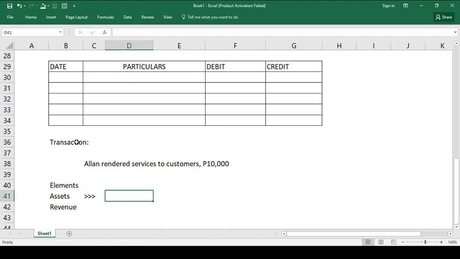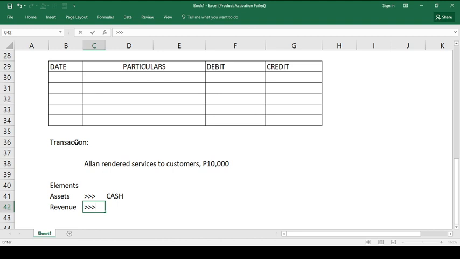Pangalawa, anong asset po yung naapektuhan? We are now applying yung diniscuss ko kanina. Take note, nag-render ka ng service to customer for 10,000. And then, once you render it, obviously, nakatanggap ka ng cash, which is an asset. So, cash na account title po yung affected. Kasi, cash is an asset. Wala na pong ibang asset yung naapektuhan, kundi cash lang.